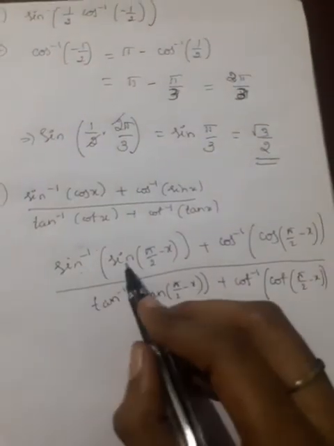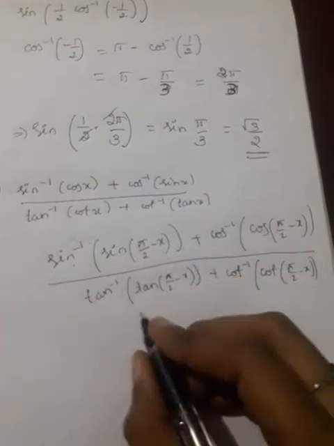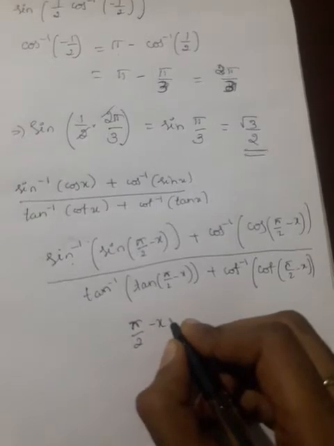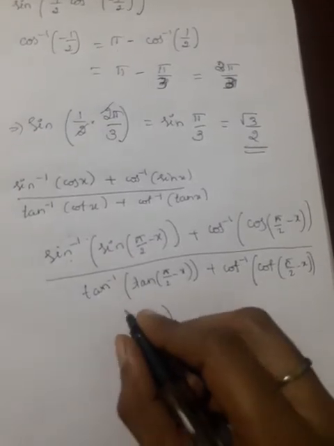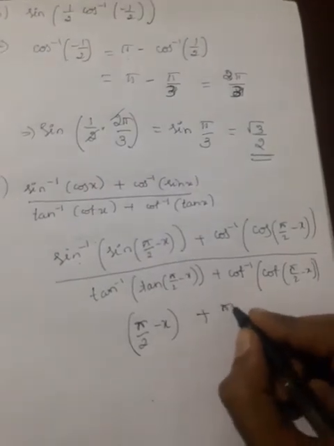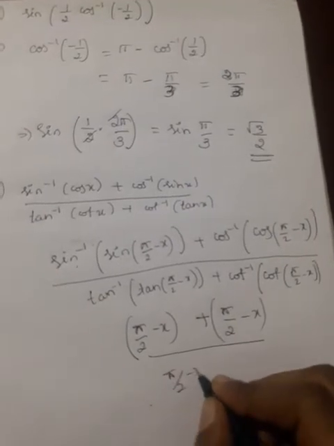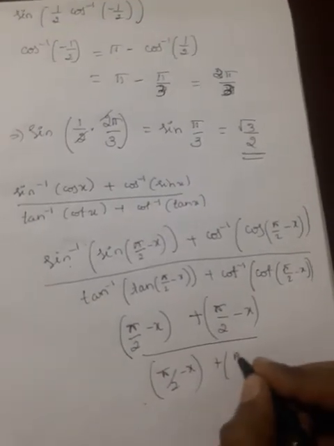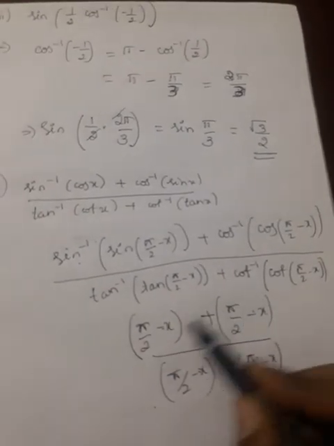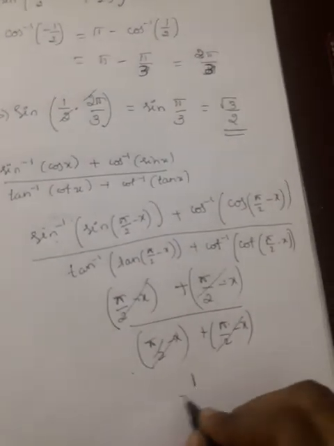What is left? Sin inverse of sin x you know. Sin inverse of sin x is equal to pi by 2 minus x. Here also pi by 2 minus x divided by pi by 2 minus x plus pi by 2 minus x. Correct? Numerator and denominator are the same, both get cancelled. Therefore, the answer is 1.